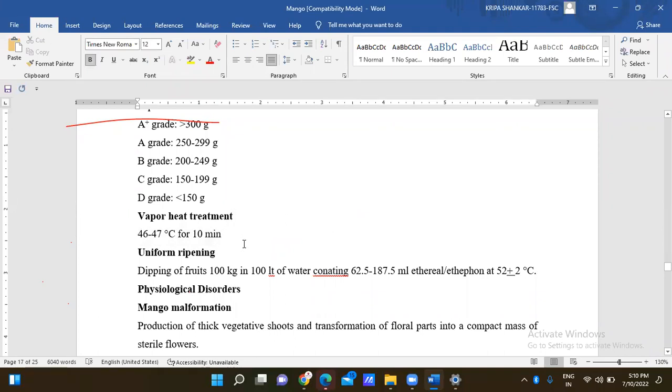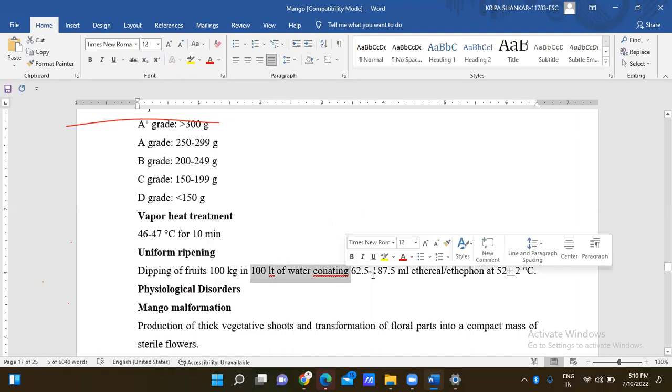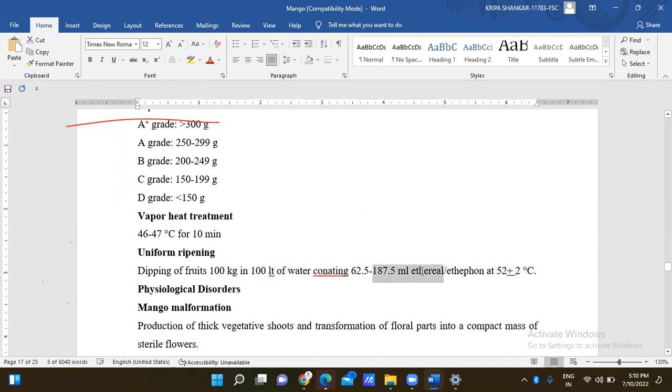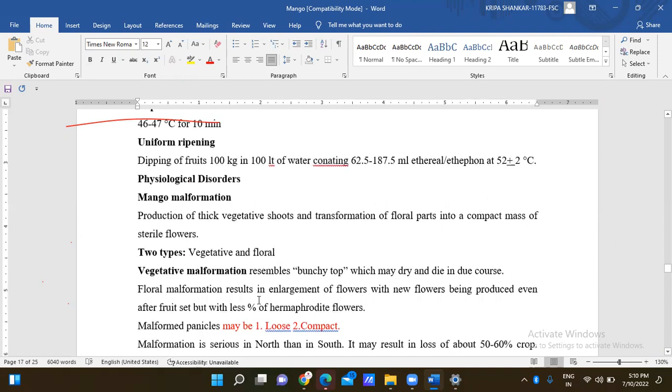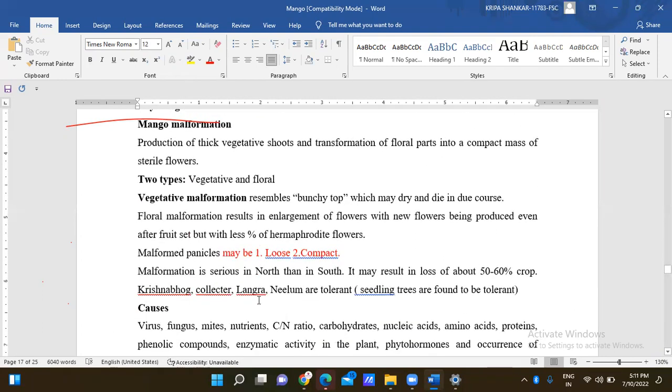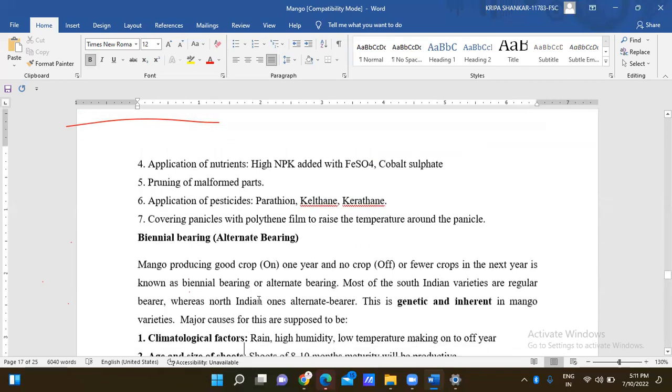For uniform ripening, for 100 kg fruit, 100 liters of water containing 62.5 to 187 ml of ethrel, and the temperature should be 52 plus minus 2 degrees Celsius. Some common physiological disorders are there, like malformation. Points are already mentioned there. You should take a print and revise it. If you already know, that is good.